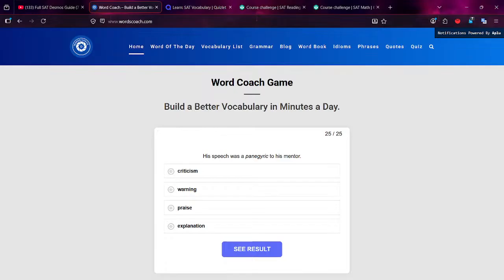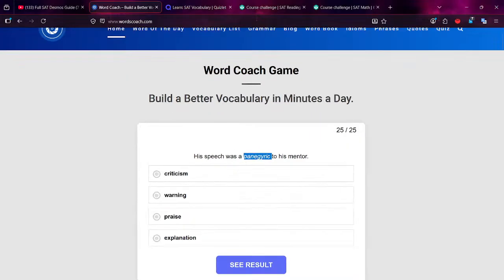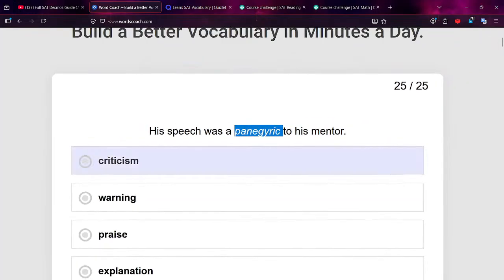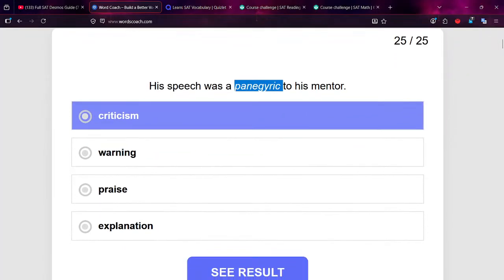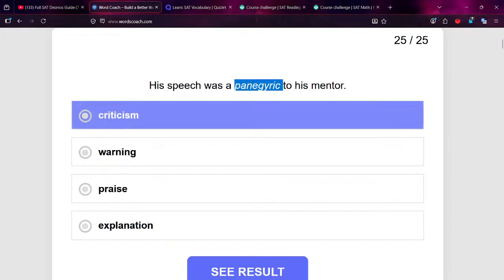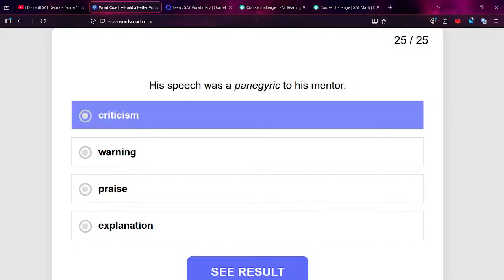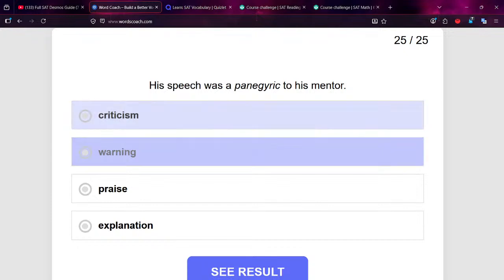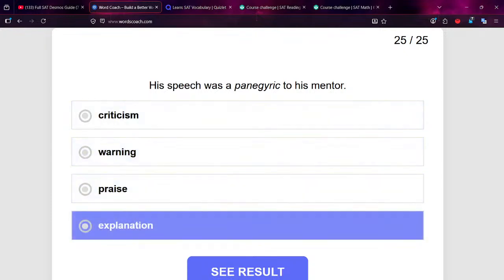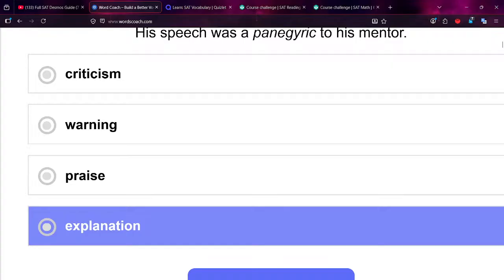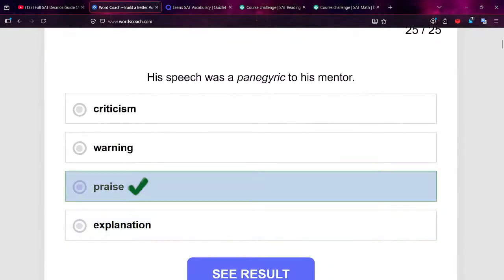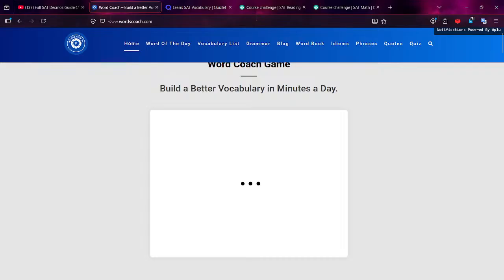His speech was a panegyric to his mentor. That's kind of an interesting word there. Panegyric. To his mentor. His speech was a criticism to his mentor. I don't think that's something that would happen. A warning to his mentor. I don't think someone would warn their teacher. An explanation. I would doubt that. I think praise seems better.